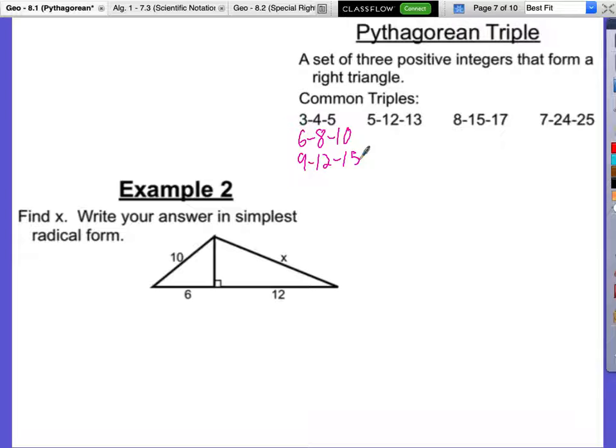If it's like that, yes, that's easy, if you catch those. They won't always be Pythagorean triples, but if you catch them, I would always catch them.